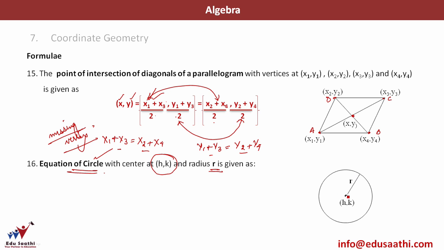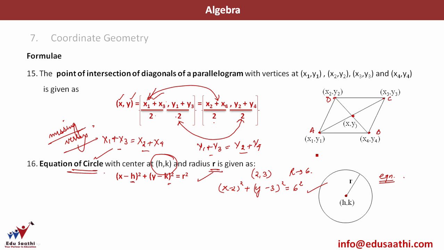So look on your right, there is a circle with center (h, k) and the radius as r. The equation of such a circle would be given by (x minus h) whole square plus (y minus k) whole square is equal to r square. So for example, if the center of the circle is at (2, 3) and the radius is 6, the equation would be written as (x minus 2) whole square plus (y minus 3) whole square is equal to 6 square, or 36 on the right. This will be the equation representing a circle.